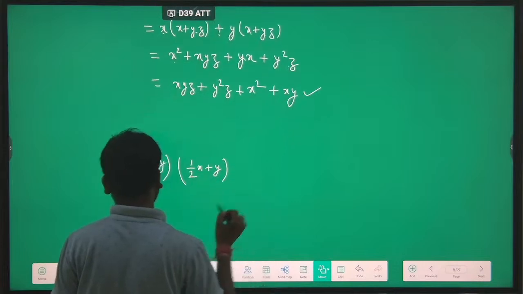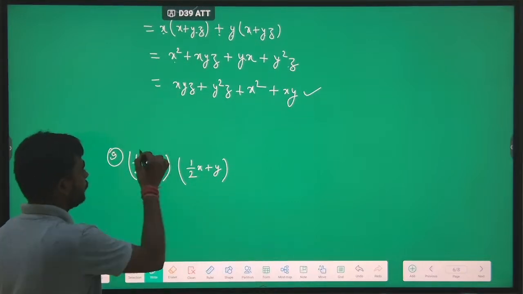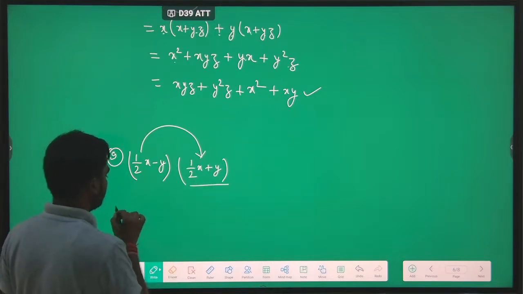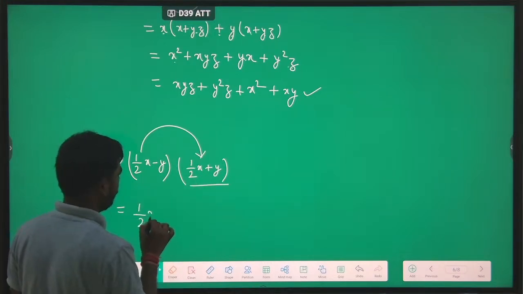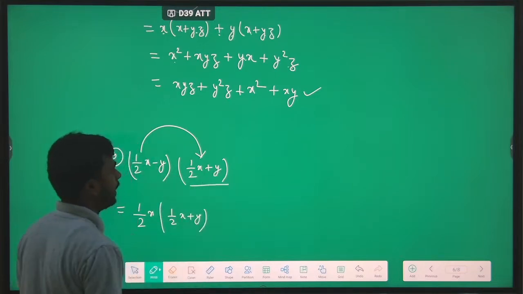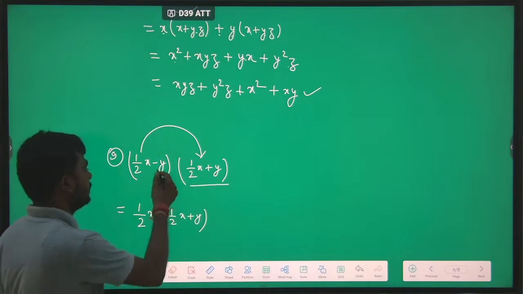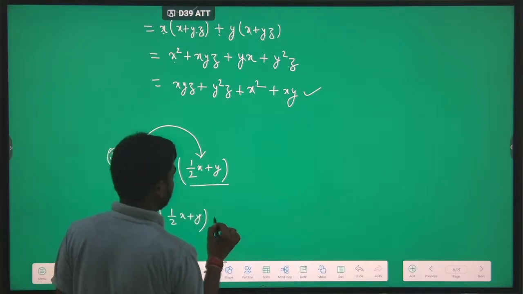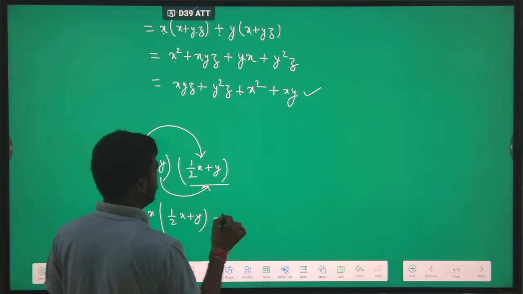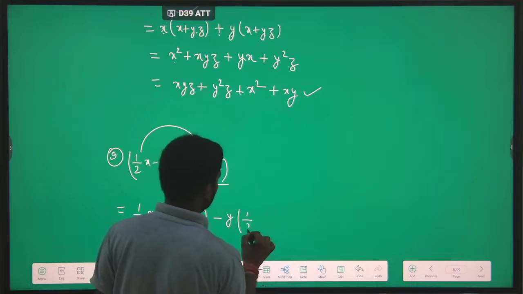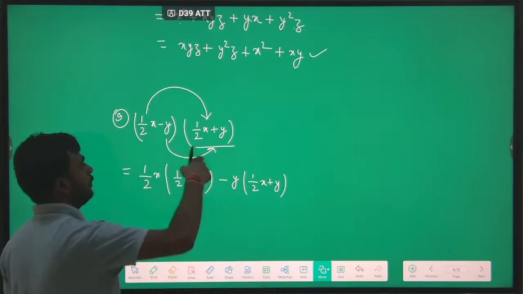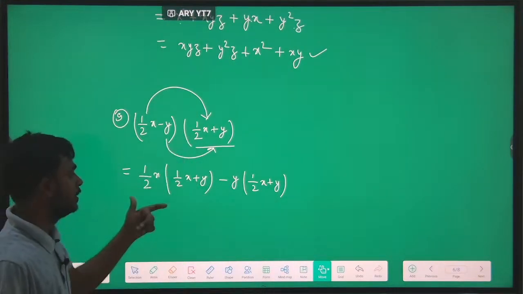So what we are doing, this first term will be multiplied with this whole term. Similarly, first of all, we will multiply this 1 by 2x with 1 by 2x plus y. First term will be multiplied with this whole term, and now minus will be there, and y will be multiplied with this whole term. So y into 1 by 2x plus y. We will solve this type of binomial with binomial multiplication like this.